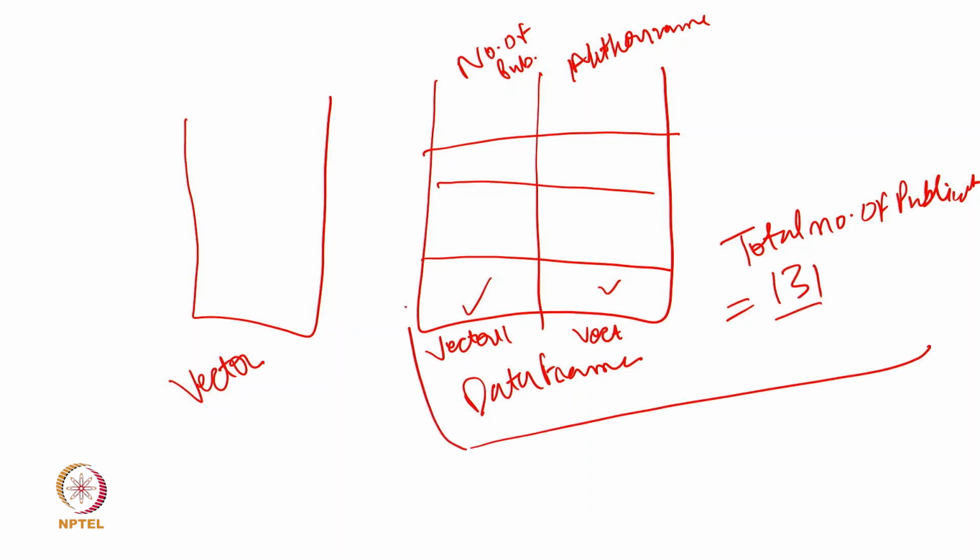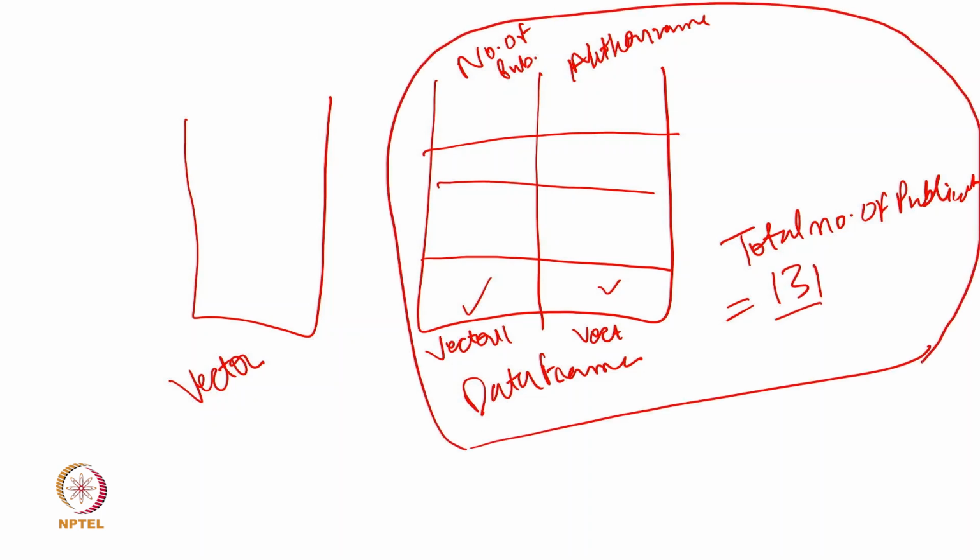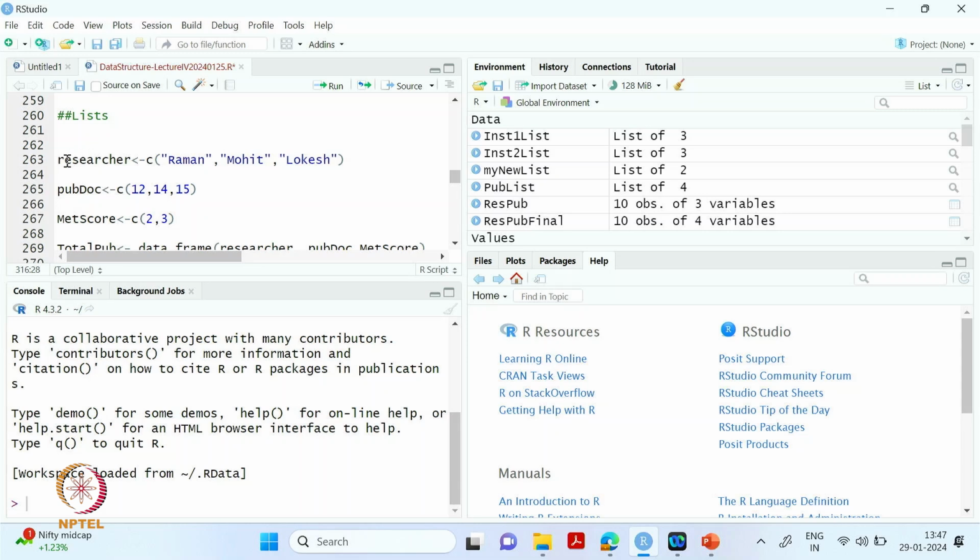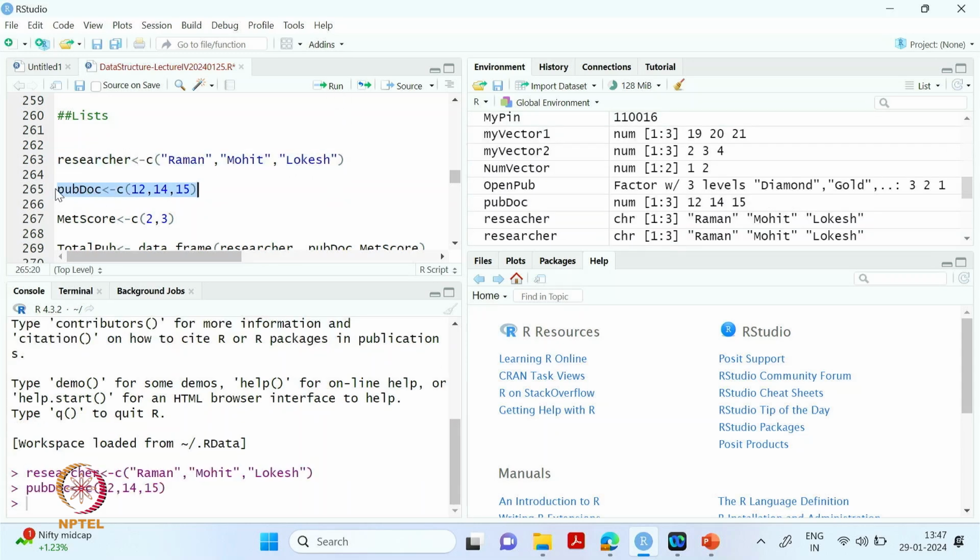If we want to store this kind of data, we have to use another data structure that is known as a list. We'll see a practical example of where exactly we get the error, and then we will see why we need a list. Let us assume that this is a vector researcher. Then another vector, pubdoc, with the details 12, 14, 15, and then another vector where we store only two values. Say for example, these two values are the matrix score of these particular authors. So I create this vector.